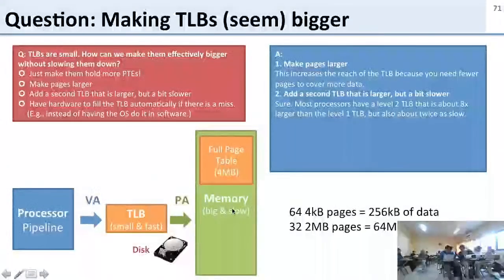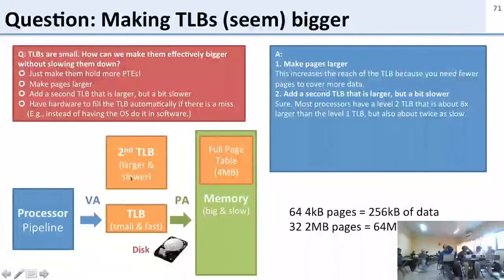We can also add a second TLB. Most processors do this. They have a much larger TLB, about 8 times larger, but it's also about twice as slow. So go ahead and put in a second TLB in here, and if we don't find the data in the first TLB, let's go search in the second TLB. This is still a lot faster than going to the full page table in memory, but it's a lot slower than accessing our first TLB.